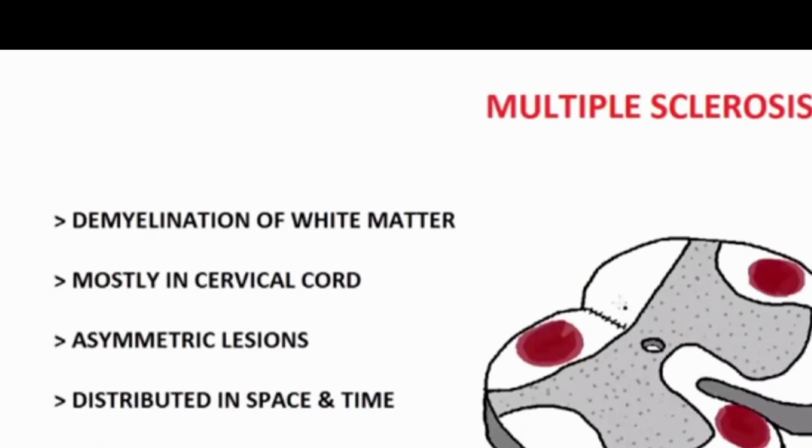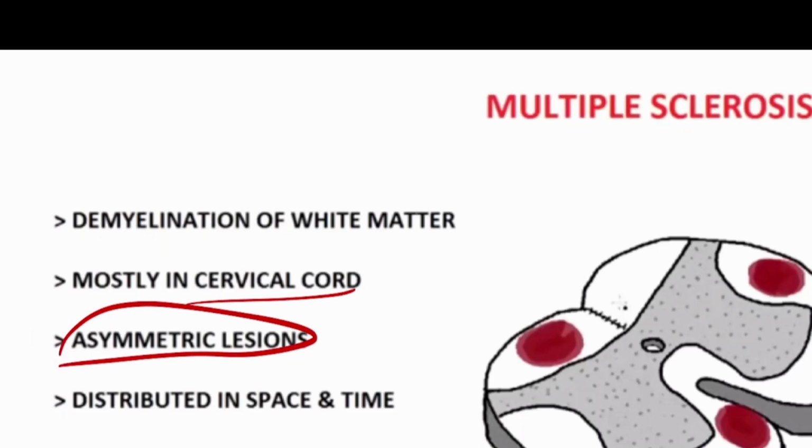So, demyelination of the white matter. Wherever you see these red dots, these red markers, that's a plaque, and that means that that part of the spinal cord is damaged. Mostly going to happen in the cervical cord.